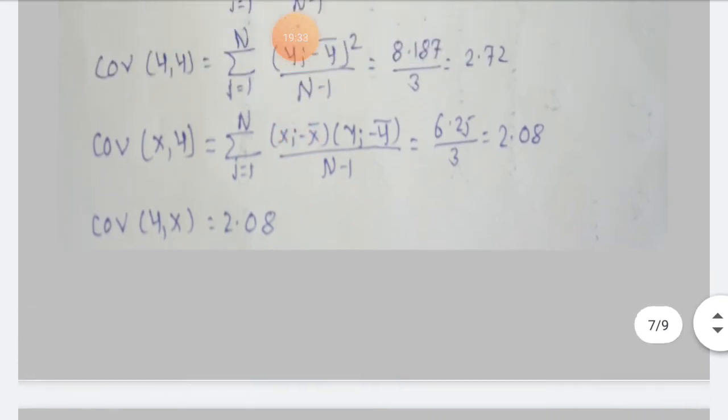Now just write all these values in the covariance matrix. It is defined as C: x with x is 1.67, x with y is 2.08, y with x is 2.08, and y with y is 2.72. So in this way I am getting covariance matrix of size 2 by 2.